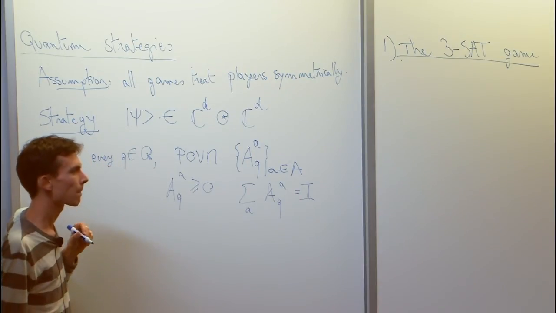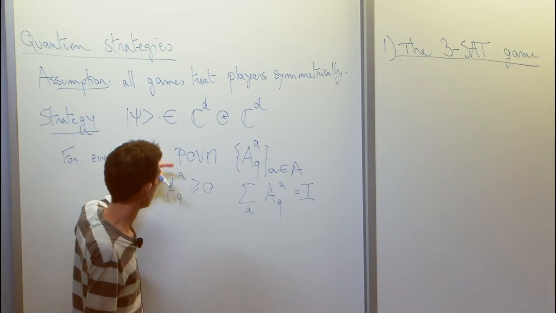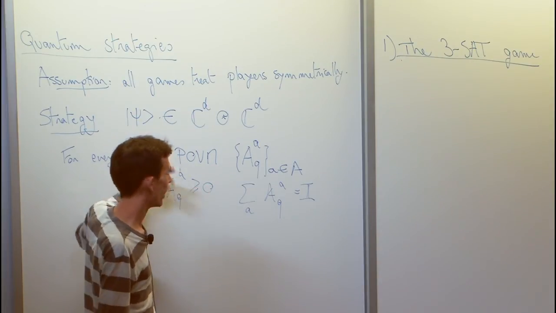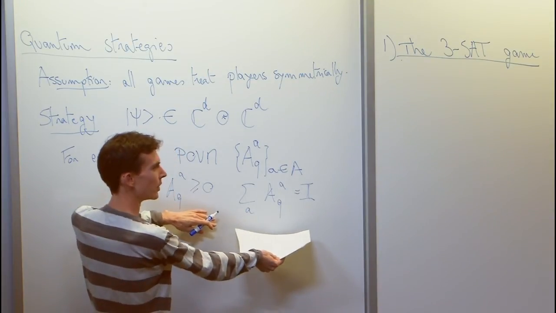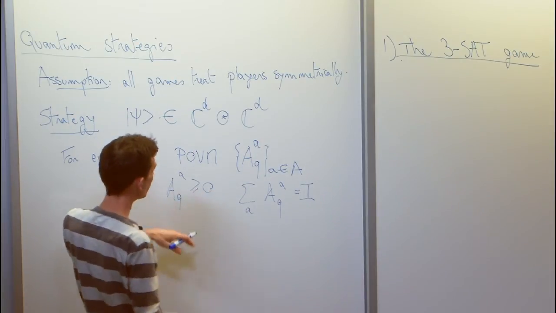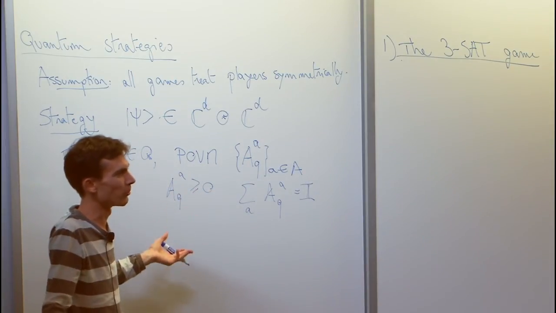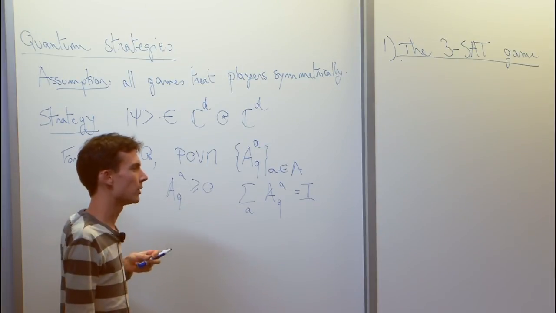What's POVM? It's a positive operator valued measure, and it's the name that we give to these two conditions there. So it's just a general measurement. The requirement is that they're positive matrices that sum to identity.